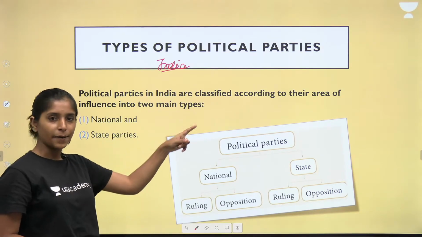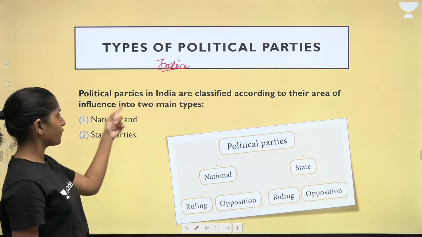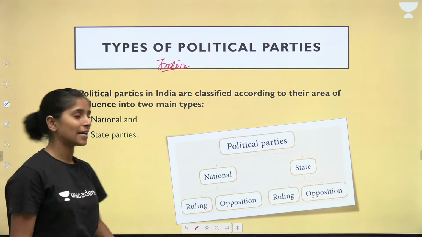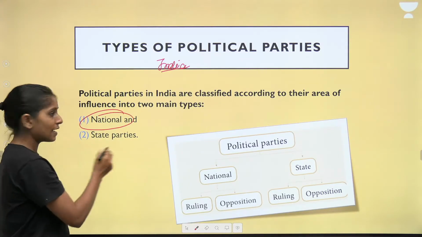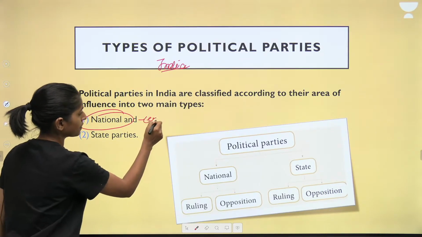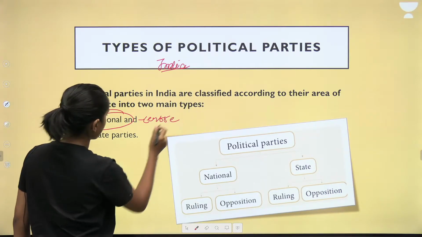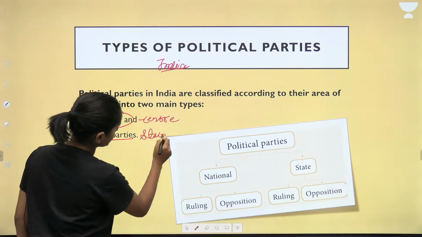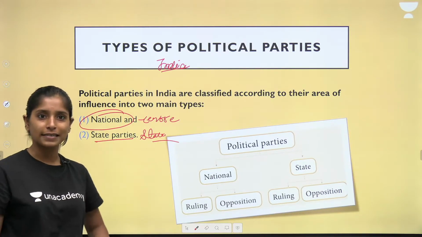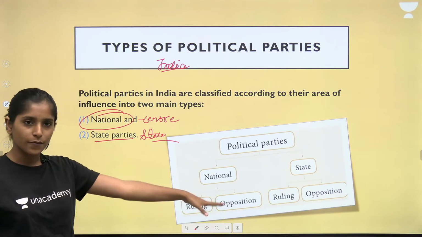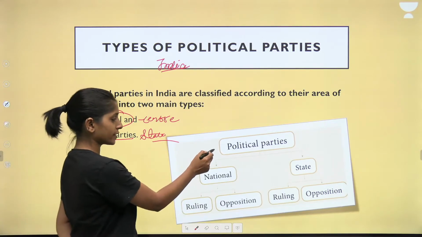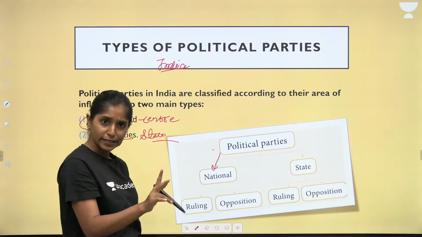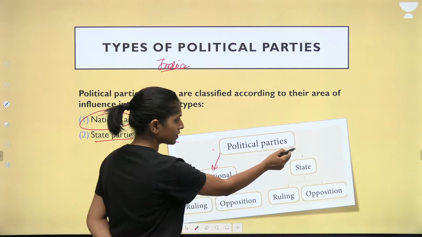Political parties in India are classified according to the area of influence into two main types. National, at the level of center. State parties, at state level. So that's how this works exactly. There's a table which is given over here. If you're talking about political parties, there are only two types, national and state.